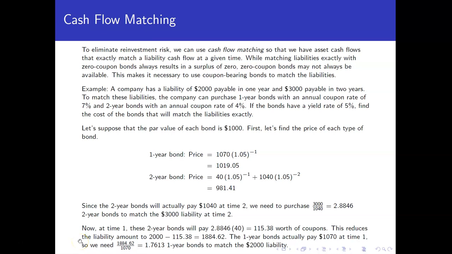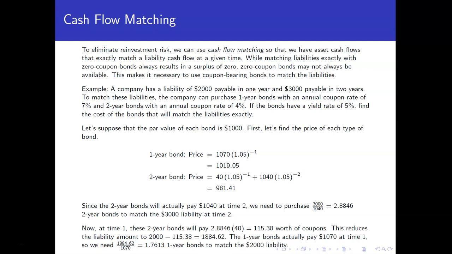In this video, we're going to talk about cash flow matching. So in the previous video, we talked about how we can introduce some investment risks, either reinvestment risk or price risk, by trying to match a liability at a given time by using things that mature before that time or mature after that time. So in this video, we're going to match the cash flows one for one to the liabilities that we have at the time with some instrument that we also have at that particular time.